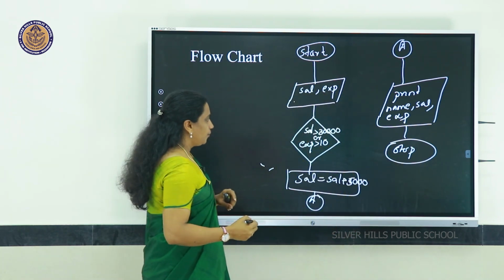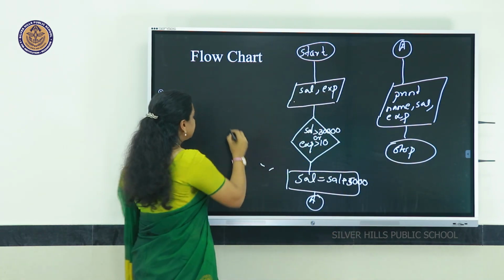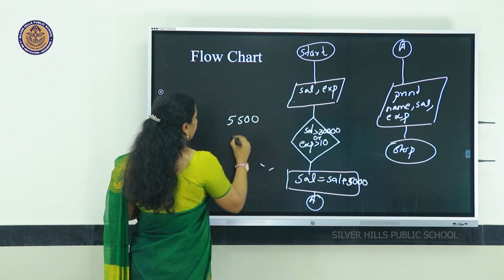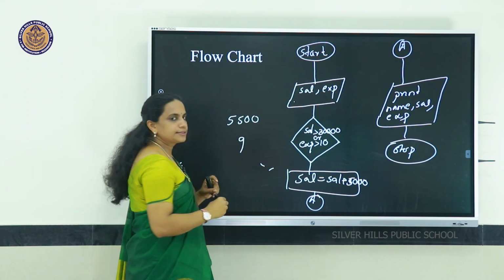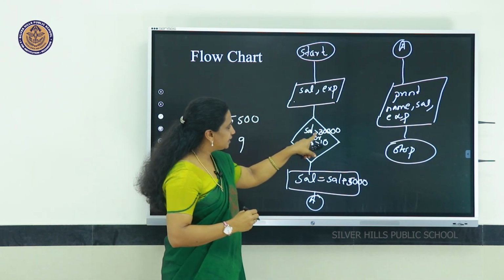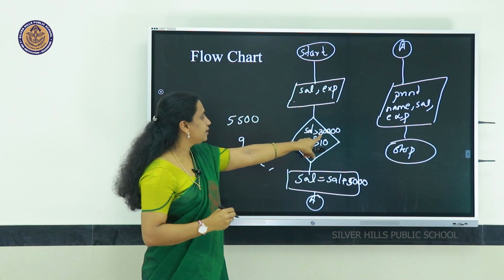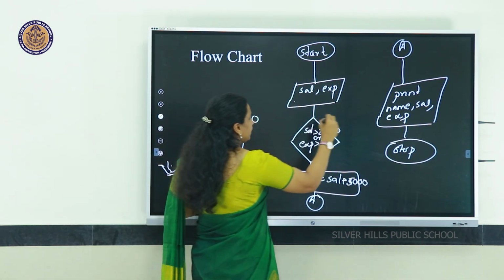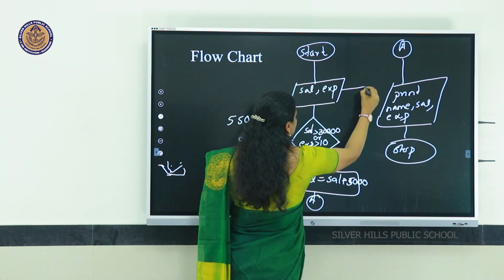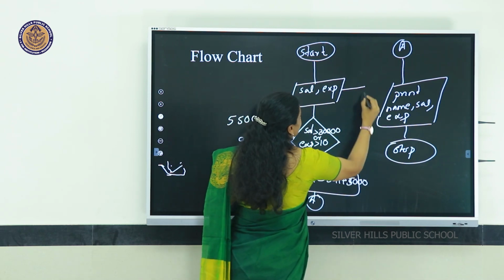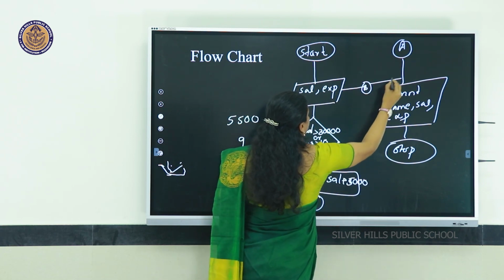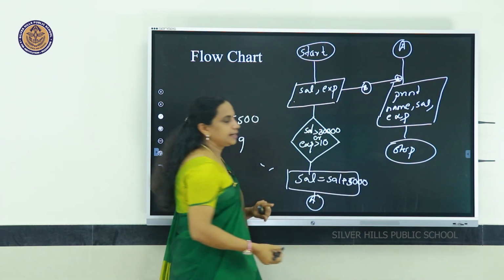Okay. Now just to go through this one, suppose the salary of the employee is 5,500 and experience is 9 years. What is the first condition? It is checking whether salary is greater than 30,000. It is not greater than 30,000. In that case also, what we have to do? We have to display the details. Therefore, you can connect it here. Okay, you can connect it like this.